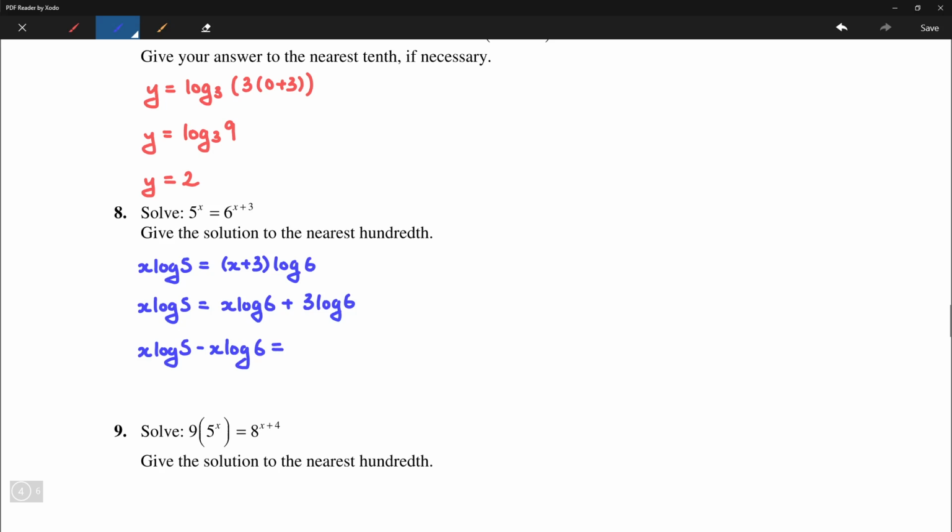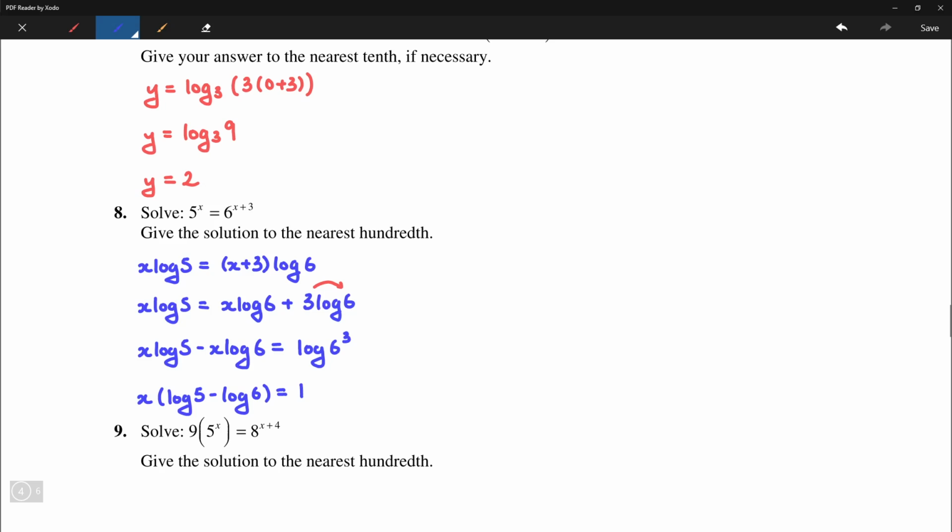And on the right-hand side, we can move the 3 back to be an exponent. So we have log 6 cubed on the right-hand side. After that, we can factor out the x from the two terms that we have. So this will be x and then in parentheses log 5 minus log 6.